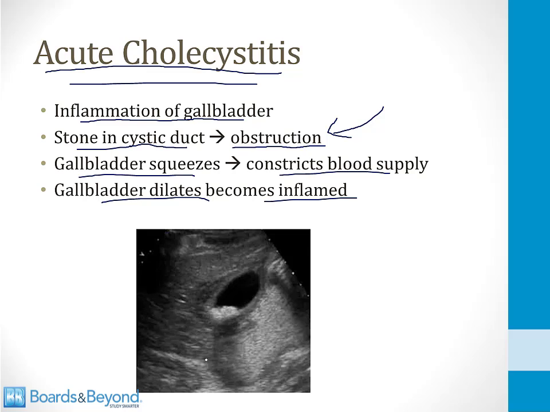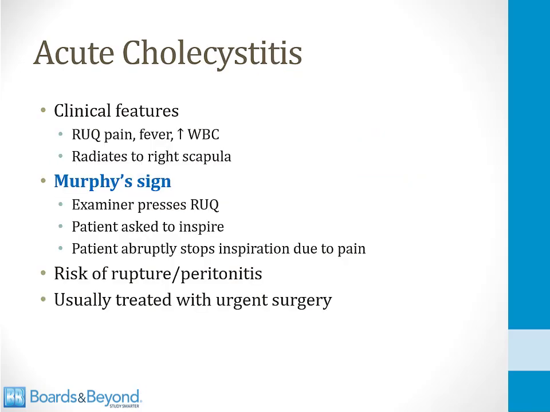This is an ultrasound of the gallbladder shown on the screen. You can see a gallstone shown in white here. You can also see that the wall of the gallbladder here is thickened. That's a characteristic sign and one of the hallmarks of acute cholecystitis. The clinical features of acute cholecystitis include right upper quadrant pain plus fever and an elevated white blood cell count, and the fever and elevated white count come from the inflammation. Just like we talked about with biliary colic, the pain may radiate to the right scapula.